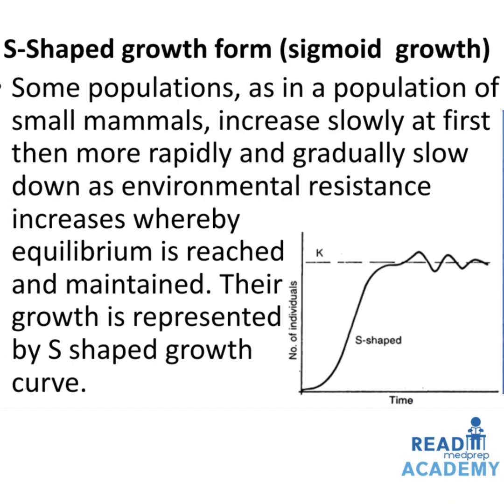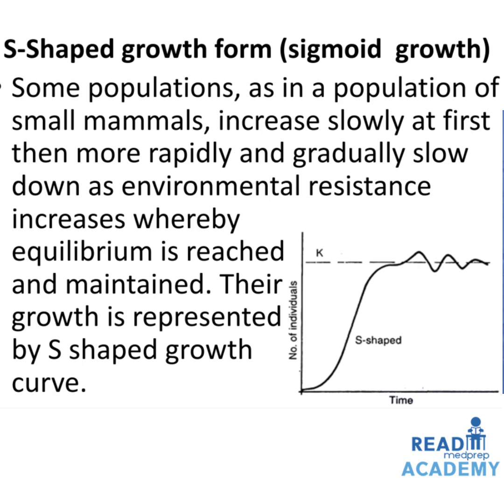S-shaped growth form, otherwise called sigmoid growth. Some populations, as in a population of small mammals, increase slowly at first, then more rapidly and gradually slow down as environmental resistance increases, whereby equilibrium is reached and maintained. Their growth is represented by an S-shaped growth curve.